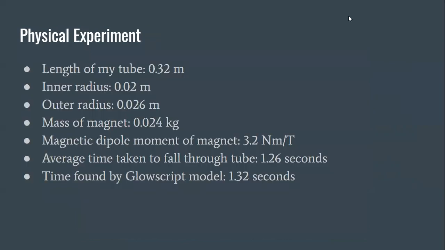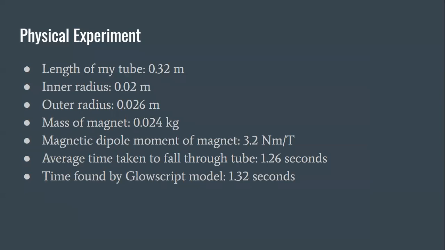So these are the results of the physical experiment. The length of my tube was 0.32 meters, and the inner and outer radius were 0.02 meters and 0.026 meters respectively. And the mass of the magnet was 0.024 kilograms. The magnetic dipole moment we calculated in lab 3, and this was 3.2 newton meters per tesla.